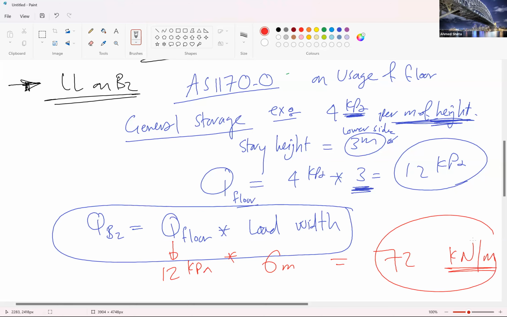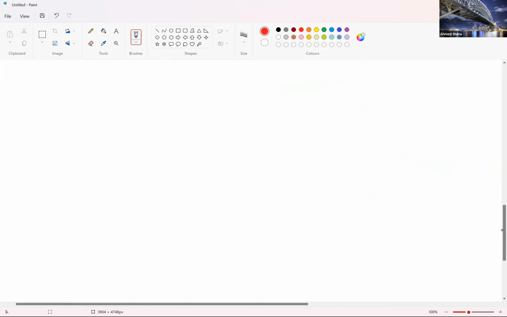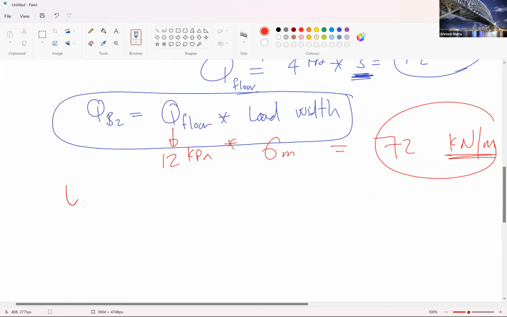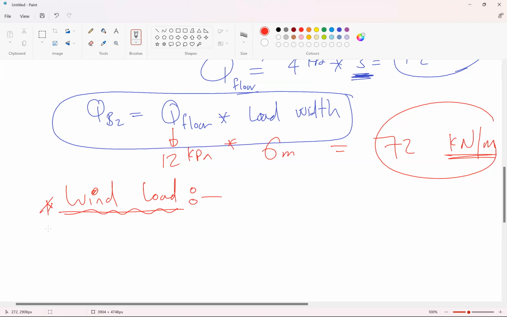Okay, the next step is wind. If I calculate the wind load on B2 here, what mark do I deserve, guys? If I calculate the wind load on B2 here, I will return back to the diagram.